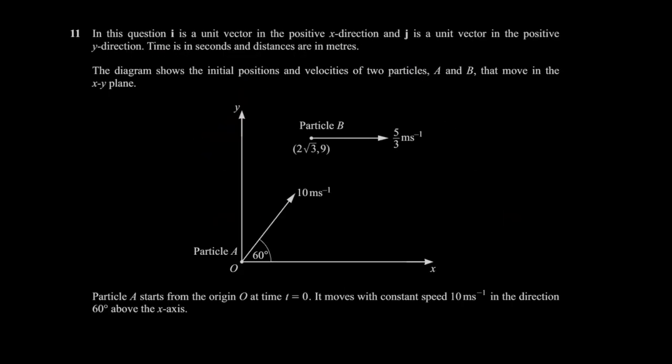All right, here we are in question 11. So in this question, i is unit vector in the positive x direction, j is unit vector in the positive y direction, time is in seconds, distances are in meters. We've got the initial positions and velocities of two particles, A and B. And particle A starts from the origin and it moves with a constant speed of 10 meters per second in the direction of 60 degrees above the x-axis.